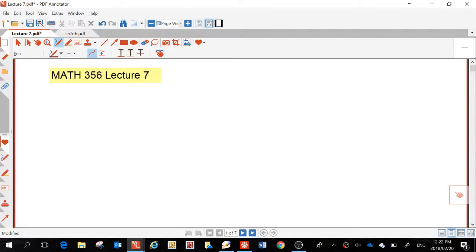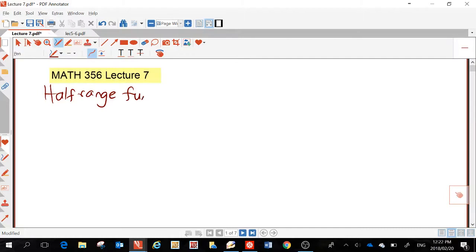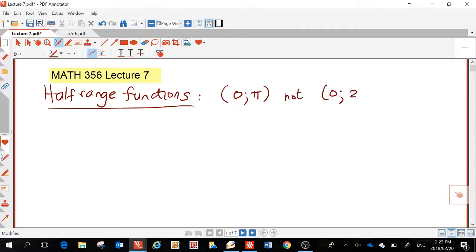So, in the last lecture we were dealing with half-range functions. With half-range functions, the thing is that functions are defined on 0 to pi, not 0 to 2 pi, or minus pi to plus pi. So when you have a problem of this type where there's only half a function defined, then you have two options.